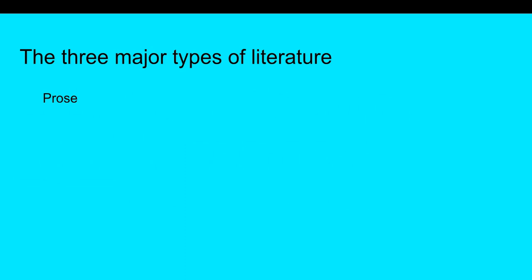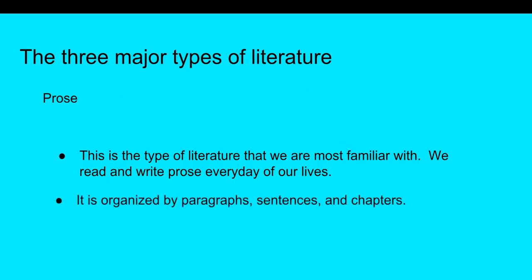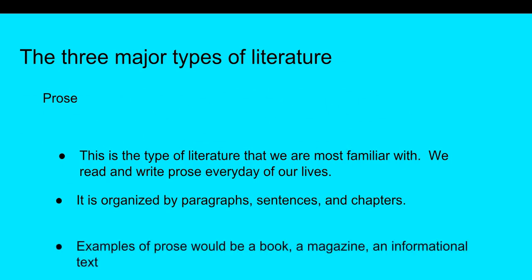And today, we are going to be looking at the three major types of literature. Let's look first at prose. This is the type of literature that we are most familiar with. We read and write prose every day of our lives. It is organized by paragraphs, sentences, and chapters. Examples of prose would be a book, a magazine, or an informational text. Harry Potter, Diary of the Wimpy Kid, all of those are prose.